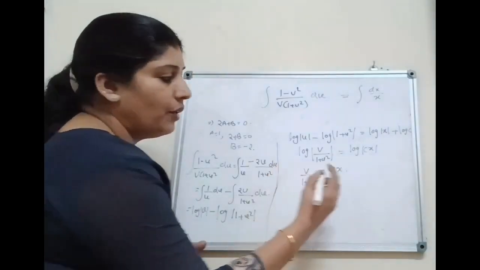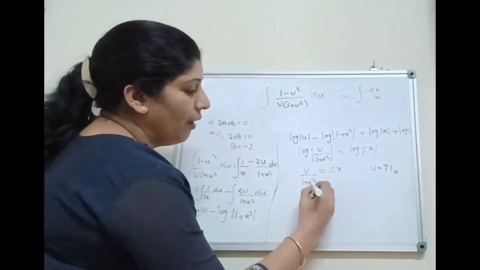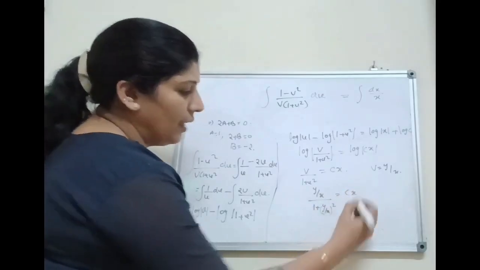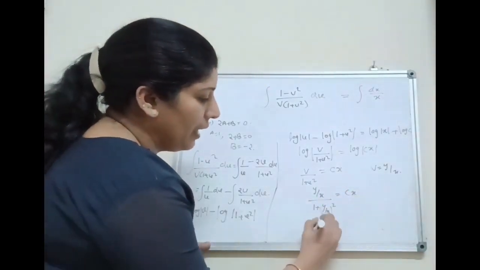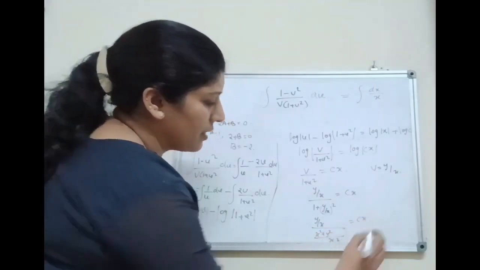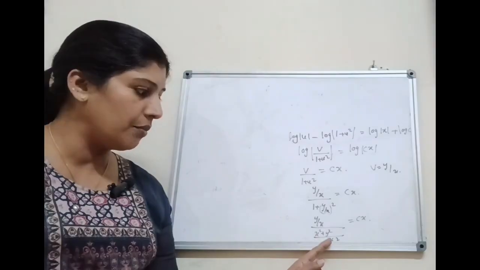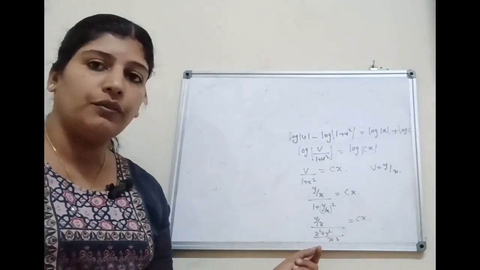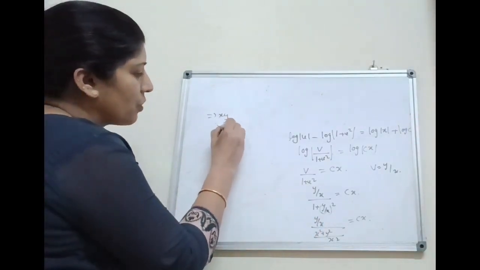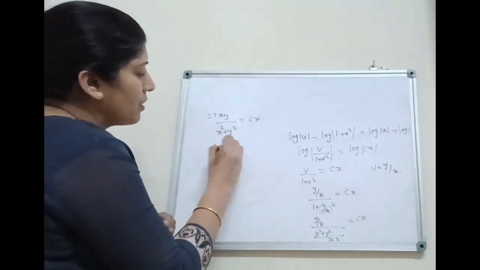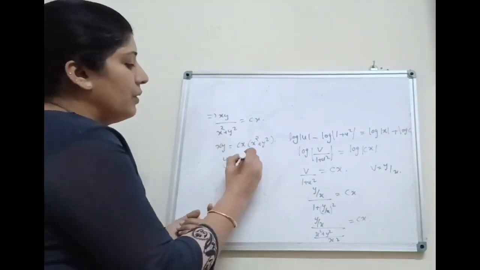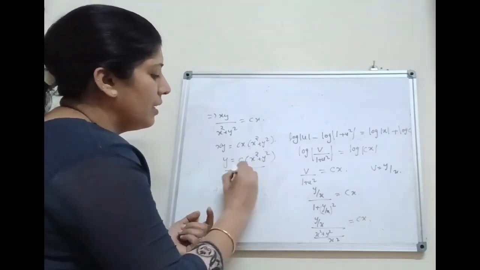Next, we have to replace v equal to y by x. Therefore, (y by x) divided by (1 plus (y by x) whole square) equal to cx. That implies (y by x) divided by ((x square plus y square) by x square) equal to cx. We have to take the reciprocal and multiply. Therefore, the numerator will become xy. That implies xy divided by (x square plus y square) equal to cx. Therefore, xy equal to cx into (x square plus y square). Therefore, y equal to c into (x square plus y square). It is the general solution.